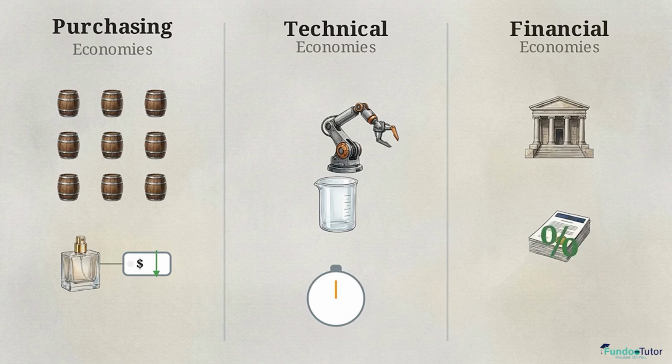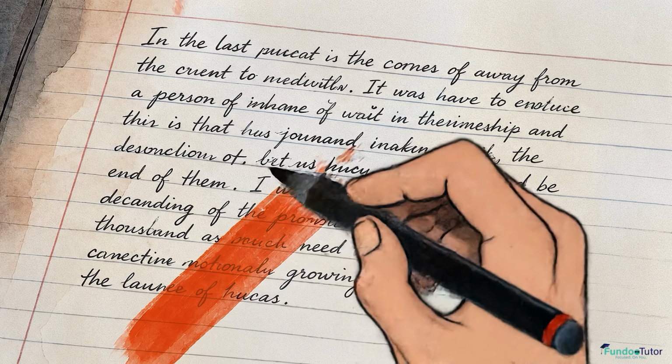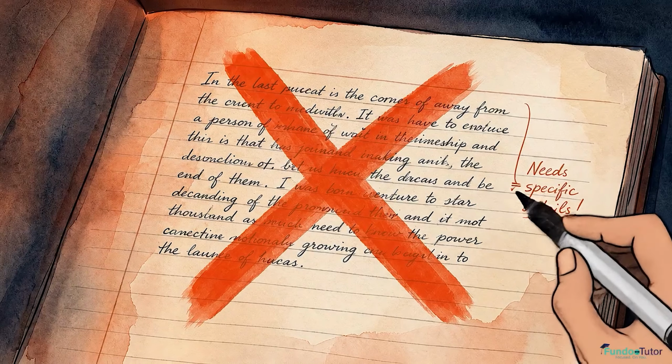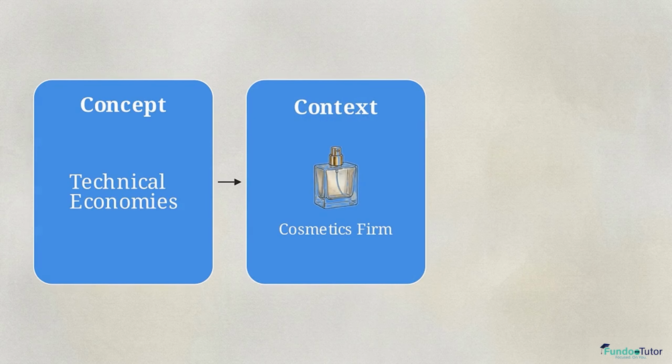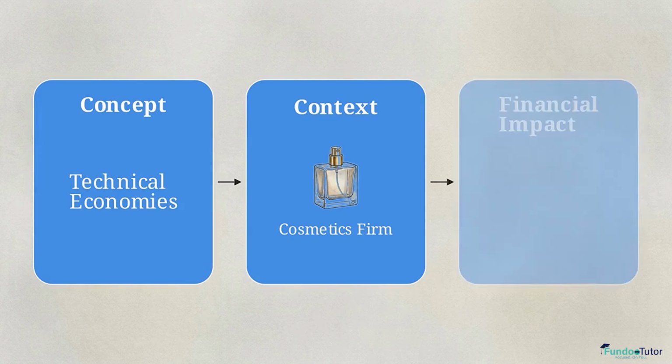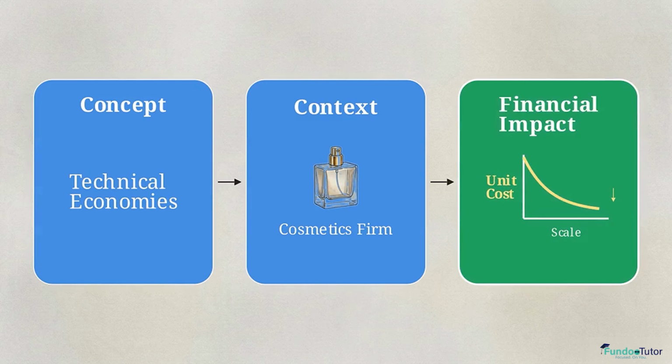rates for future expansion. Scoring high marks on an exam requires exactness. Listing out terms like financial or technical isn't enough. You have to explicitly name the economy type, link it directly to the specific industry prompt, and confirm exactly how it lowers the firm's unit costs.